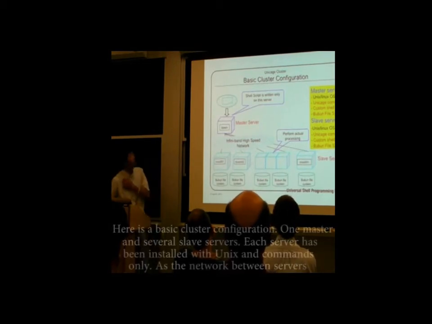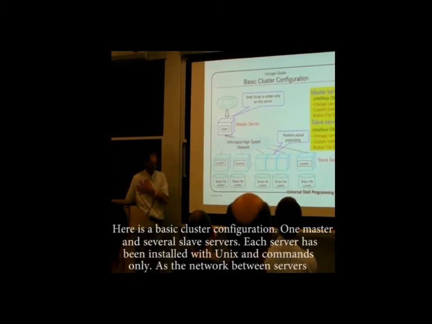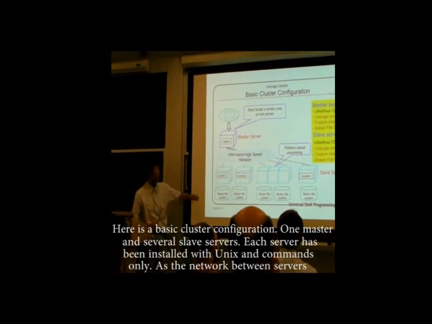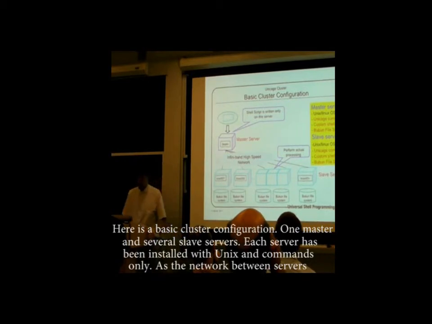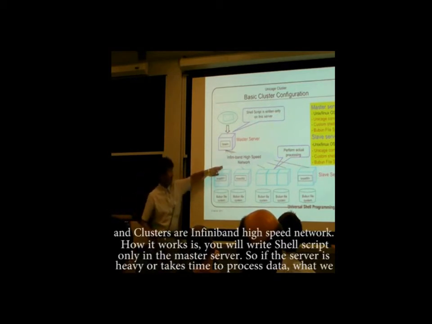Here is the basic cluster configuration. One master and several slave servers. Each server has only Unix and its commands installed. The network between servers in the cluster is an InfiniBand high-speed network. And how it works is that you write shell scripts only on the master server.